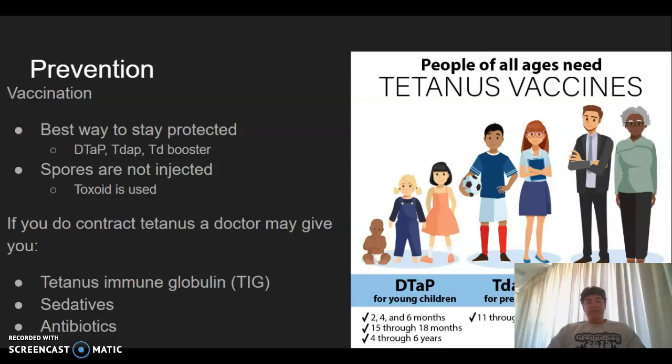The CDC recommends getting several tetanus vaccinations throughout one's life, and that's the best way to stay protected. The DTaP is given at 2 months, 4 months, 6 months, between 15 and 18 months, and between 4 to 6 years. And the Tdap is given between 11 and 12 years. And then every 10 years after, a Td booster is recommended by the CDC. The DTaP and Tdap are combo vaccines that also vaccinate against pertussis and diphtheria.